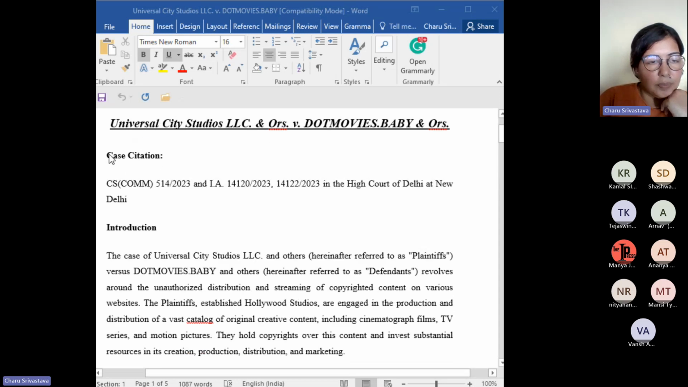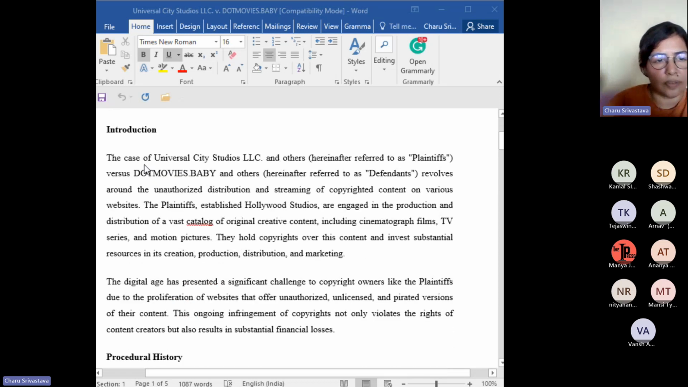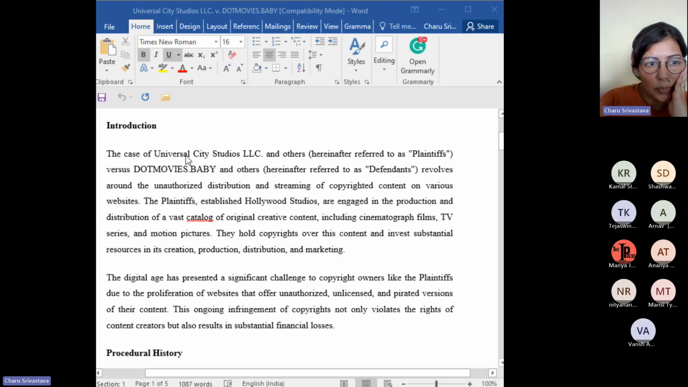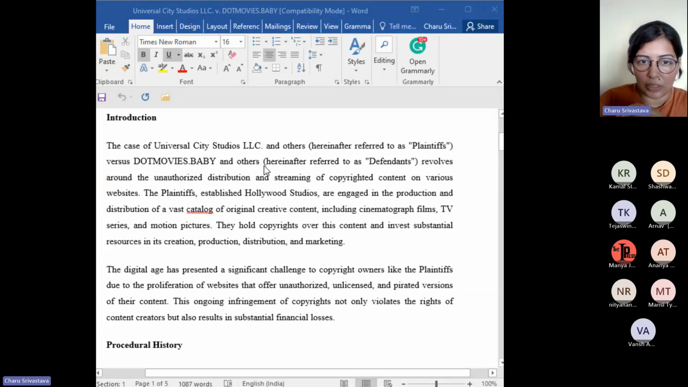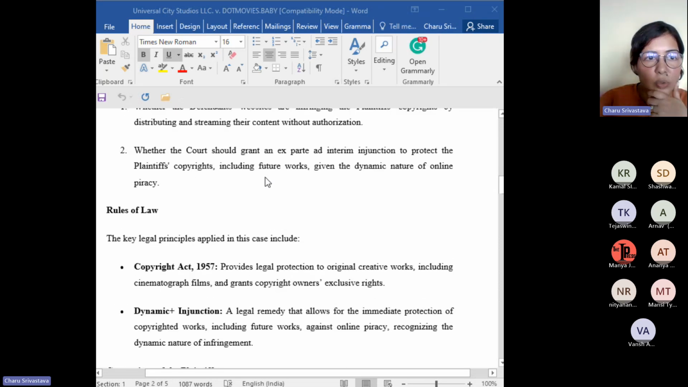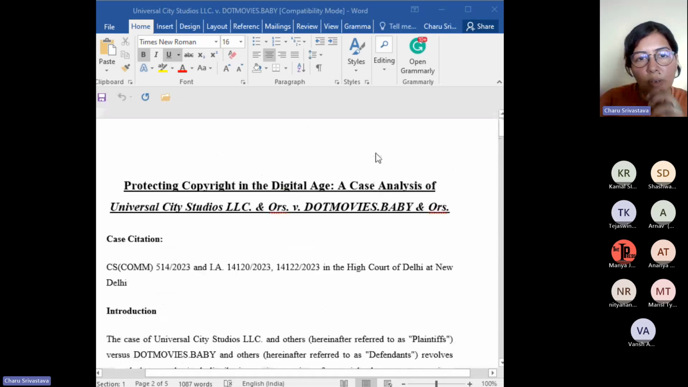Then this author has written the case citation and then starts with the introduction. This is one of the good ways of writing a case brief. The case of Universal, so the author has mentioned the name of the party, hereinafter referred to as plaintiff. Please do this so that the reader is clear. Later, when you write plaintiff, you don't need to write Universal City Studios again. You can straight away write plaintiffs. The author has written introduction, procedural history, issues presented, rule of law, contentions, analysis, holding and decision. This is one of the case briefs that I came across and I found it good.